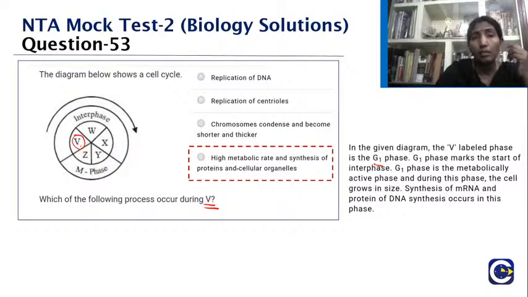So that is why this will be the right answer, because it's highly metabolically active, and at the same time there will be more synthesis of proteins as well as the cellular organelles. So the right answer for this is what? It is D. So what is D? It is G1. And what is their exact function? It is a high metabolic rate and synthesis of proteins and cellular organelles. So that will take place in the G1 phase.